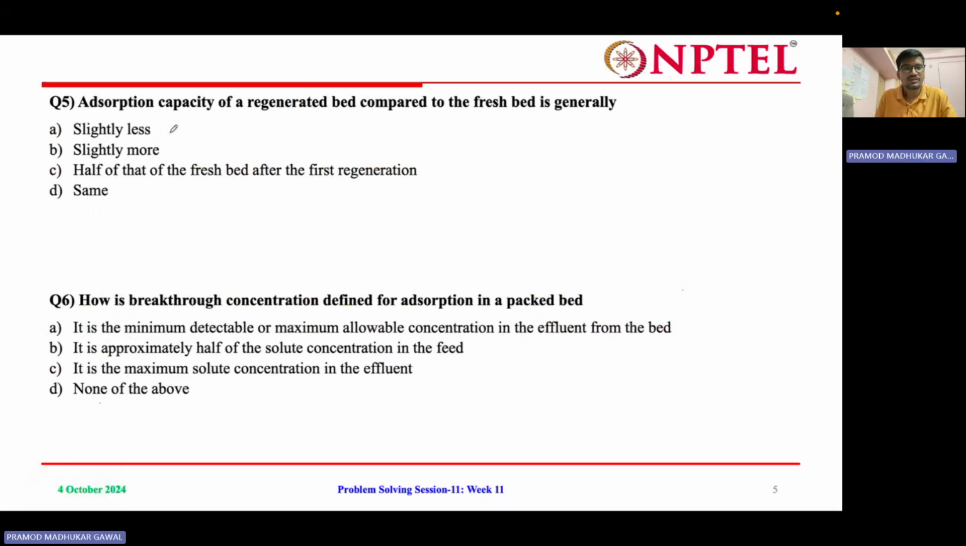Moving to question number 5, adsorption capacity of a regenerated bed compared to the fresh bed is generally slightly less. Question number 6, how is breakthrough concentration defined for adsorption in a packed bed? The breakthrough concentration is the minimum detectable or maximum allowable concentration in the effluent from the bed. Right. This is the breakthrough concentration in the adsorption bed.